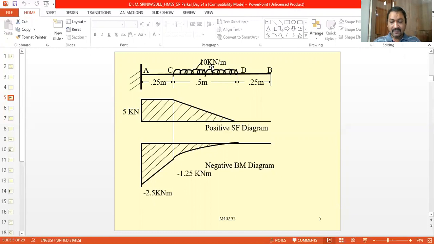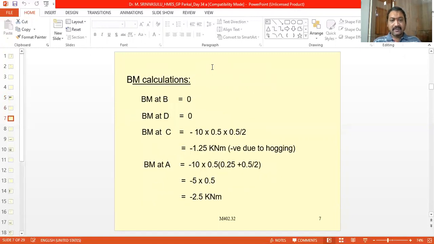W is equal to 10 and X is equal to 0.5. If you substitute that, W into X into X by 2 is equal to 1.25, and this moment is clockwise to the right of the section. So it is negative. So the bending moment at point C is equal to minus 1.25 kilonewton meter, and it is a hogging moment.